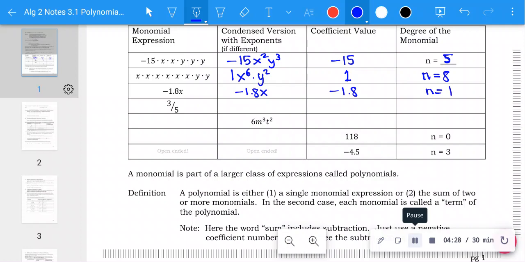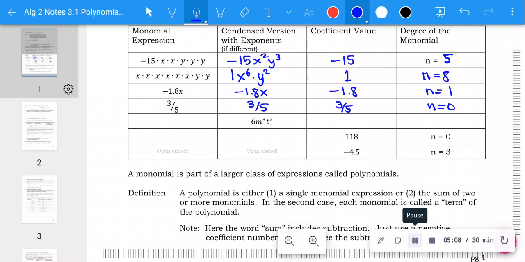Okay, the next one is just a constant, 3/5. And you can write it as 3/5 times x to the 0 if you prefer. Maybe you learned in a previous course, anytime you have x to the 0, it's just the number 1. But normally we don't bother to do that. So the condensed version is just 3/5. That's just the number, 3/5. And the coefficient is also 3/5. And there's no variables. Remember I put an x to the 0 power there. So n is equal to 0. That's a degree of 0.